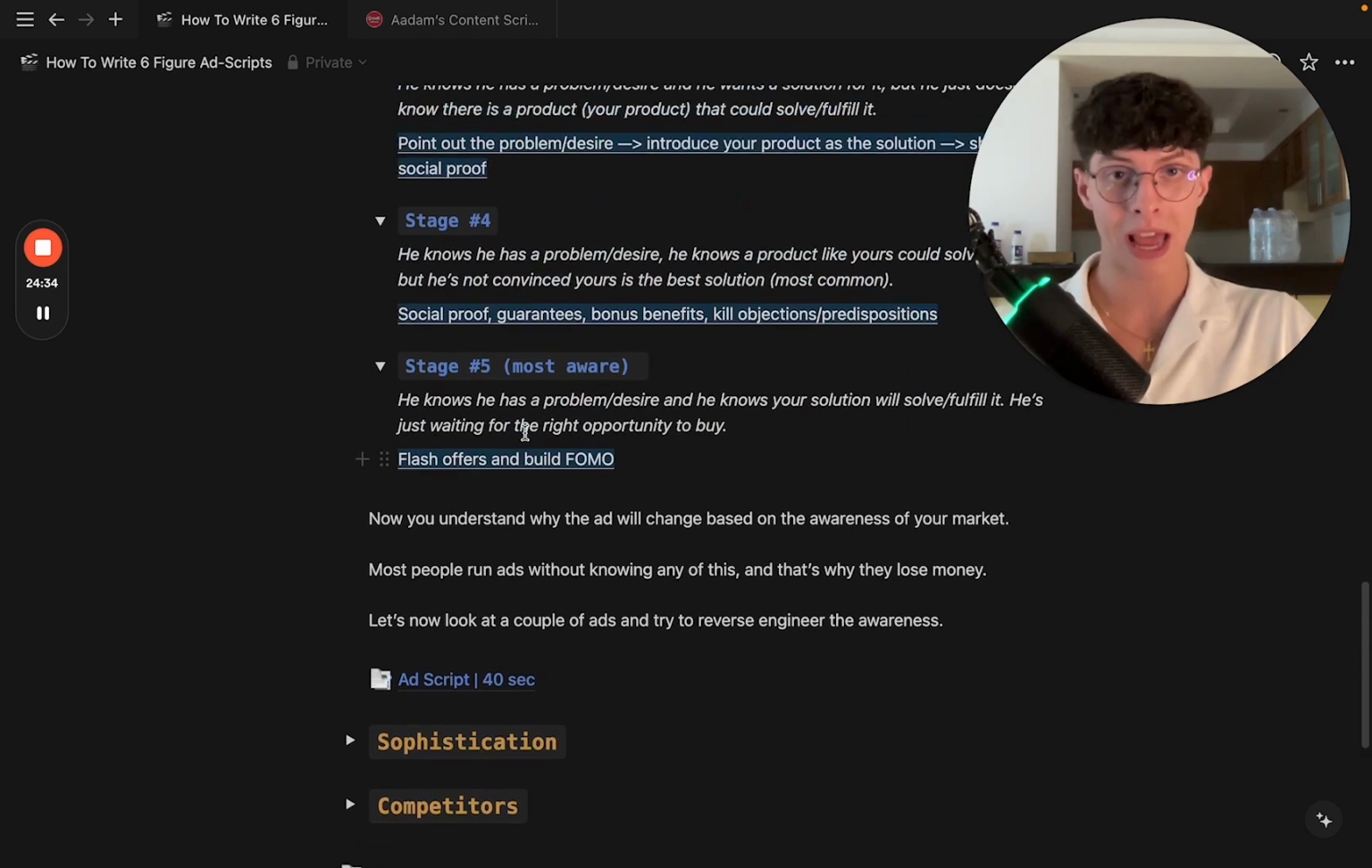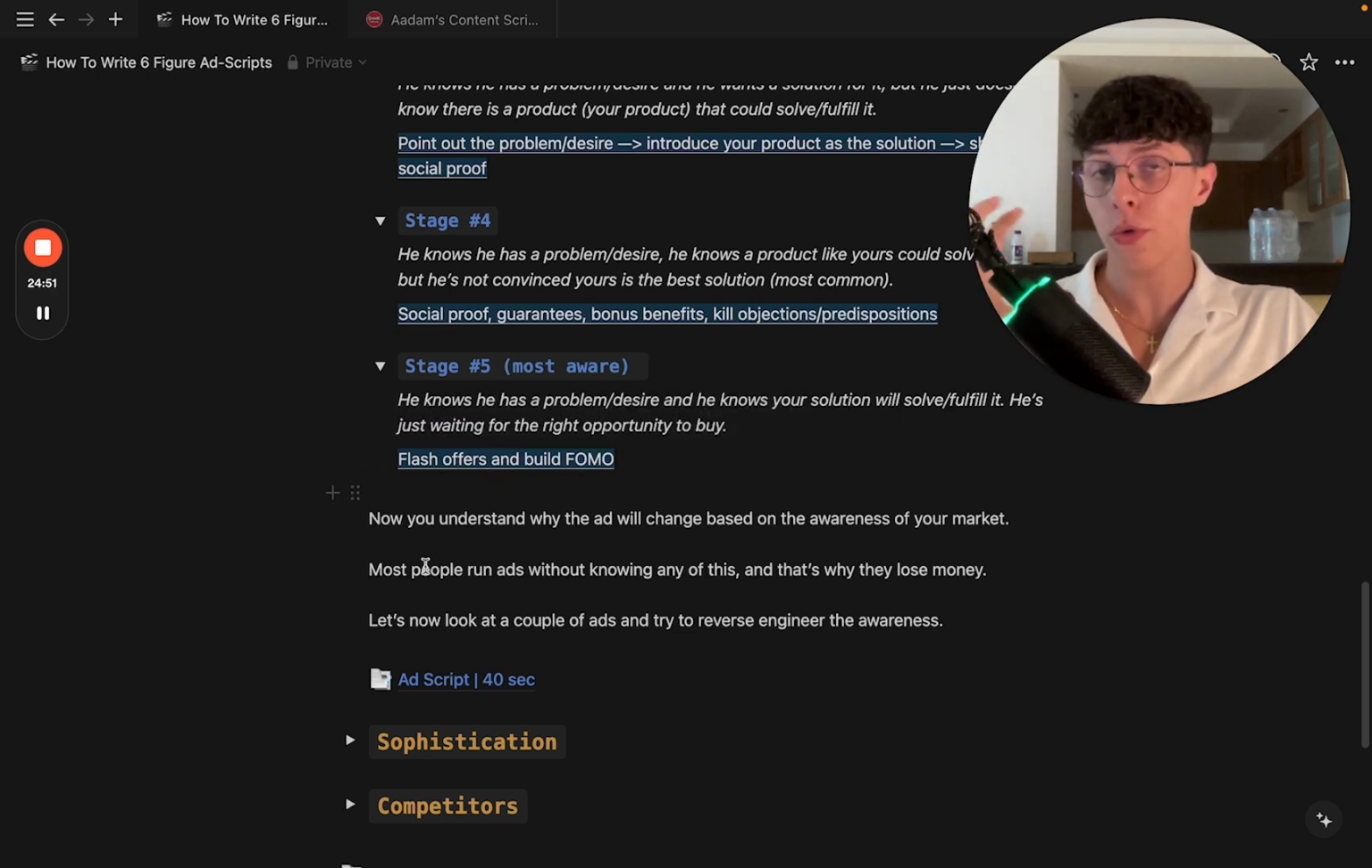I hope it was. And now it's going to be even more clear because we're going to look at an example. But now you understand why the angle changes based on the awareness. The awareness changes, the angle changes. Simple. And I also showed you how to change the angle, okay?